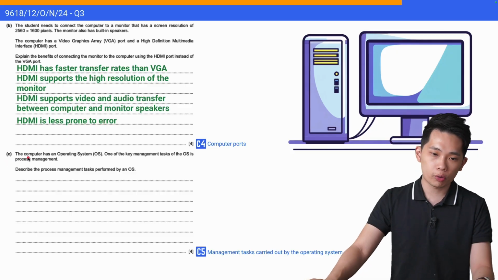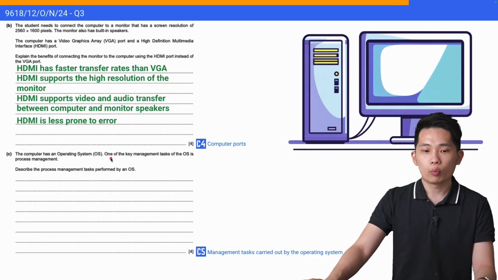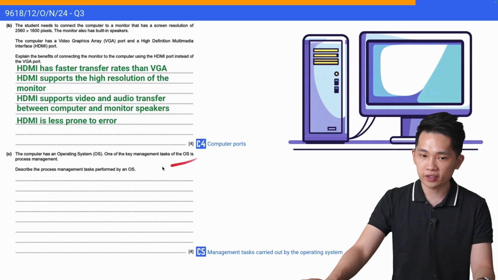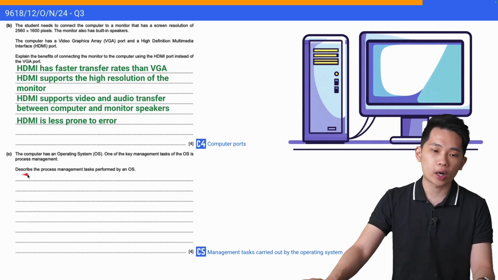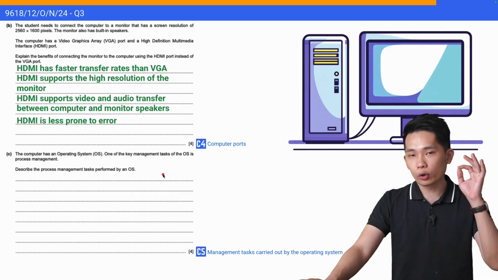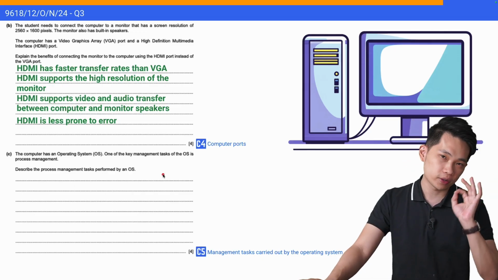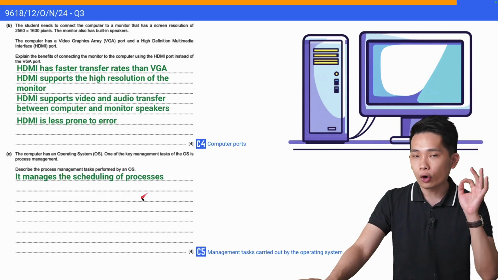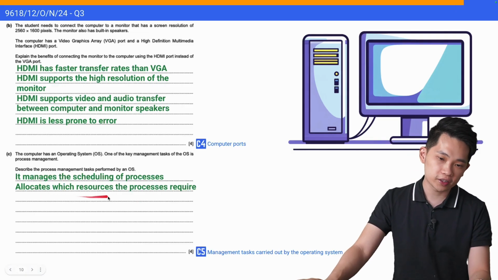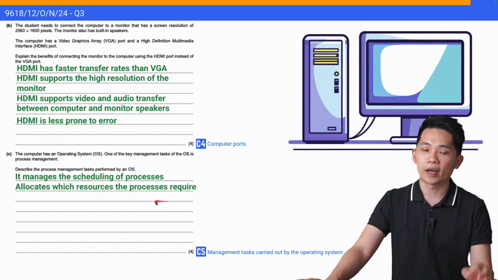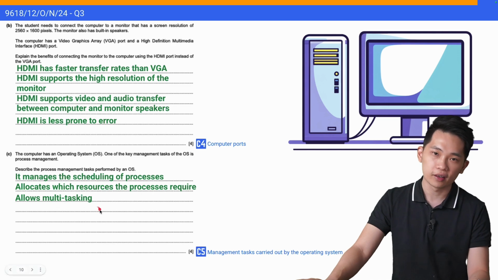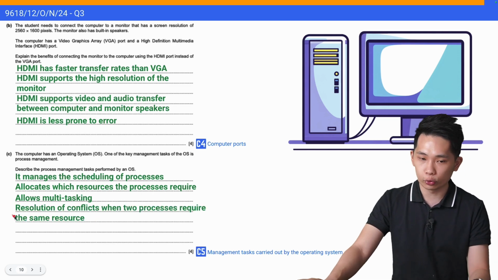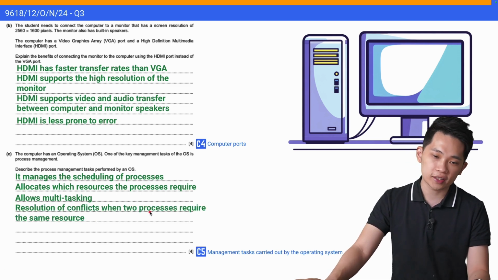For C, the computer has an operating system, OS. One of the key management tasks of the OS is process management. Describe the process management task performed by an OS. One of the most important things that process management does is manage the scheduling of processes. Next, it also allocates which resources the processes require, and then it allows multitasking. Finally, it does resolution of conflicts when 2 processes require the same resource.